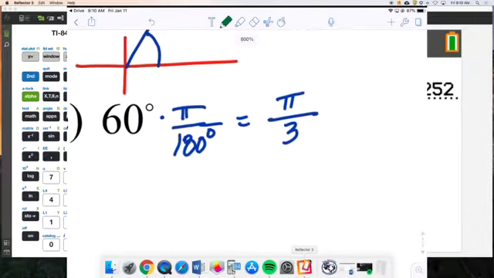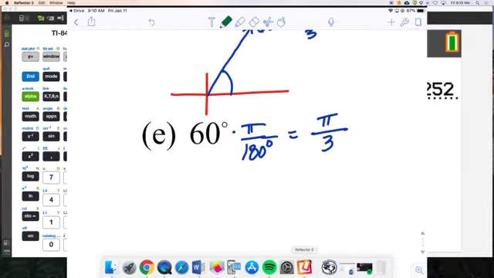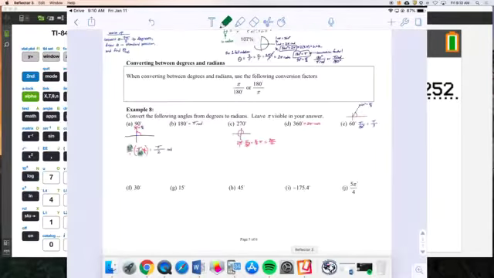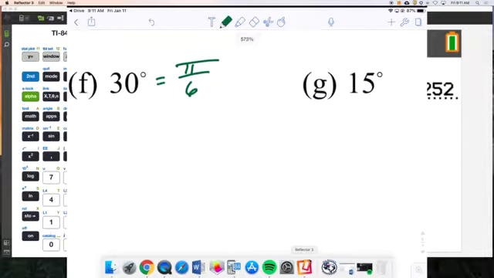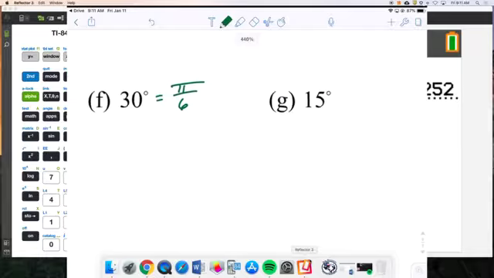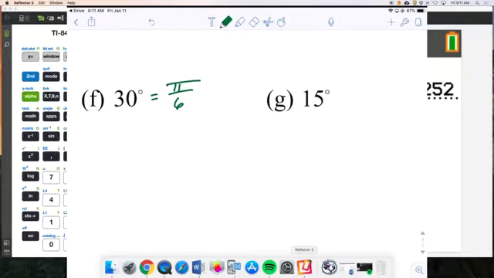Let's do it without multiplying by pi over 180, because we've done that enough already. If 60 degrees is pi thirds, what should 30 degrees be? Well, 30 is half of 60. So if 60 is pi thirds, what's half of pi thirds? Pi sixths. Very good. 30 degrees is pi sixths. 15 degrees. Well, if 15 is half of 30, then half of pi sixths is pi twelfths.